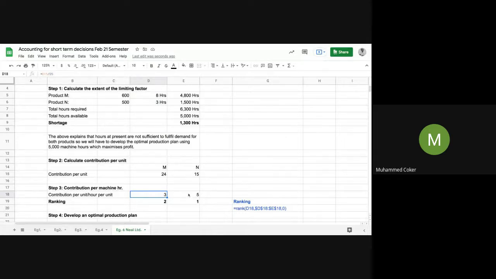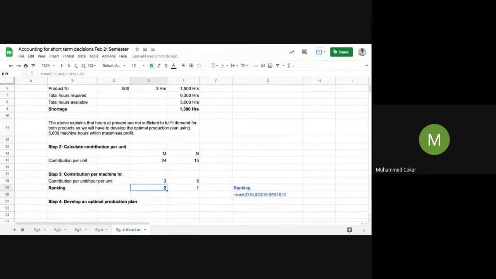So then looking at the other step, we need to rank them. So the ranking formula is what was given by Mr. Fofana, which is that formula. So we were able to identify the highest, which was 5, and that is product N, and seconded by product M, which is 3. So that's how we were able to get the ranking. So I think the last step is to now develop an optimal production plan. That is what he's about to explain.